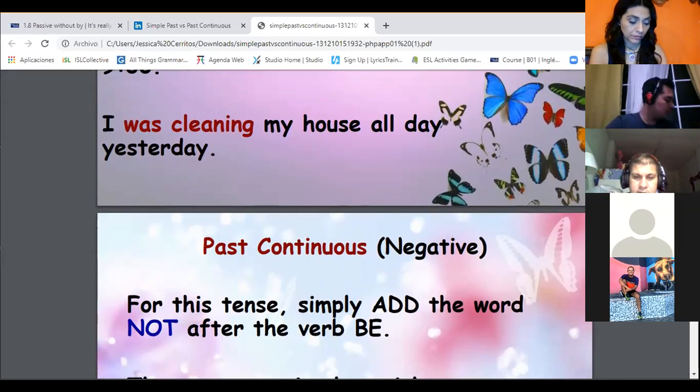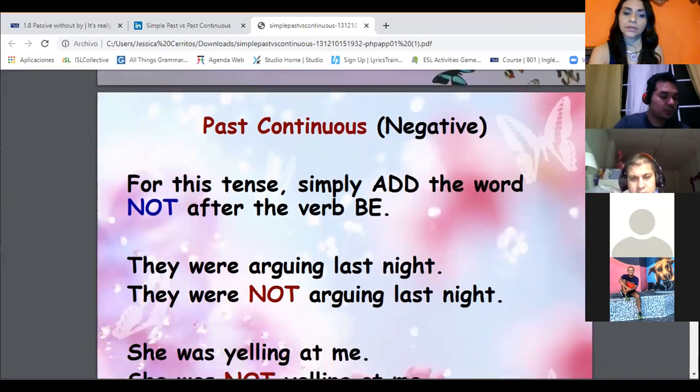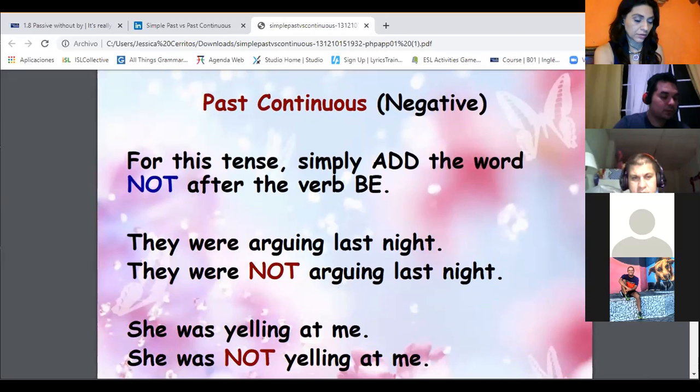Okay. The past continuous negative. For this tense, simply add the word not after the verb be. Right. Continue, Noemi. They were arguing last night. Arguing. All right.